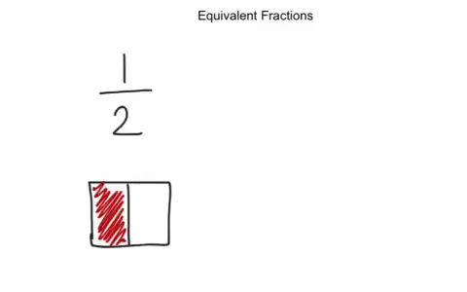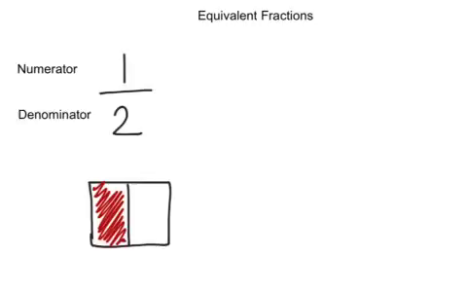We can see in this rectangle that it's split in two equal parts, and one of those two parts is coloured red. So 1 out of 2 parts is red. That's a fraction, a half. The fancy name for the top of the fraction is the numerator, and the fancy name for the bottom of the fraction is the denominator.